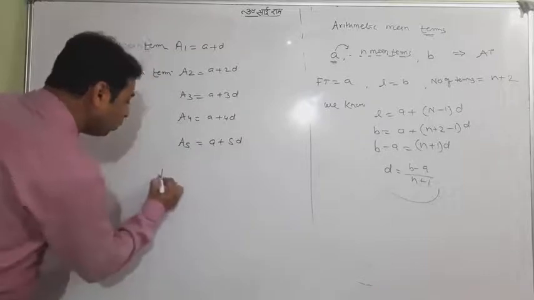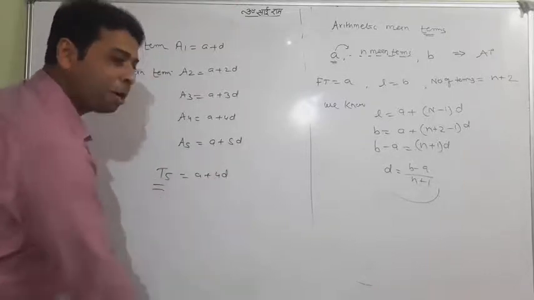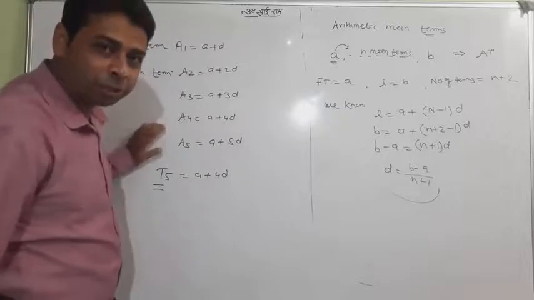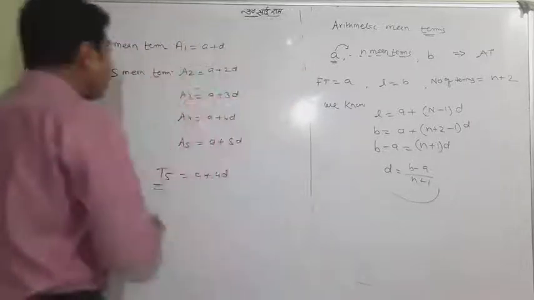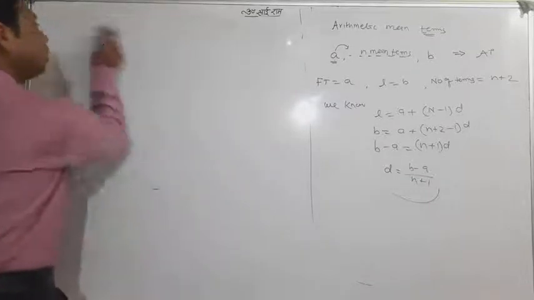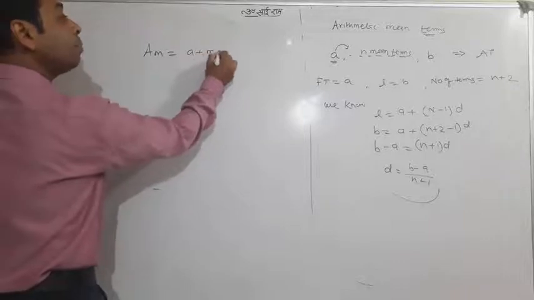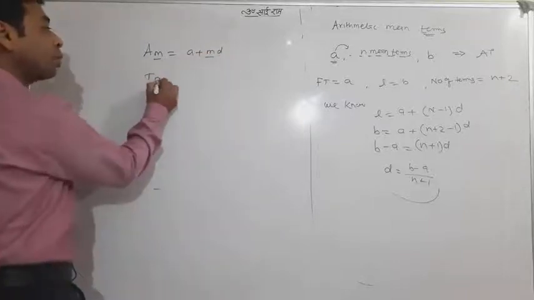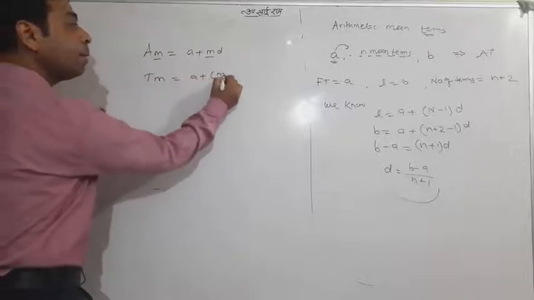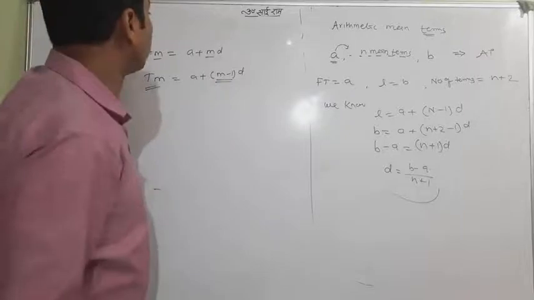But in the case of only a term, you know it is A plus 4D. This is a simple term of AP, but this is a mean term. So in the case of mean terms, keep remembering the formula. If I ask you the mth mean term, what will you write? The mth mean term is A plus MD, because these two are always the same. But if I ask you the mth term, you will say A plus (M minus 1) into D, because in the case of a term it gets one less. So this is the thing which I wanted to share with you.